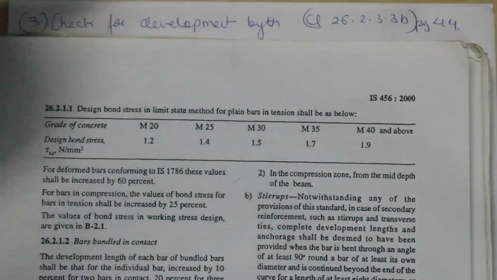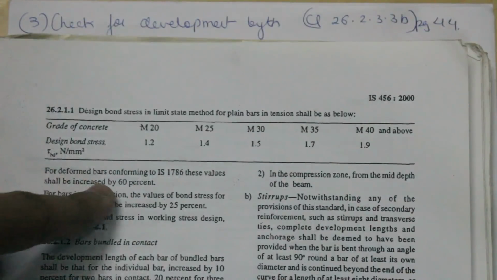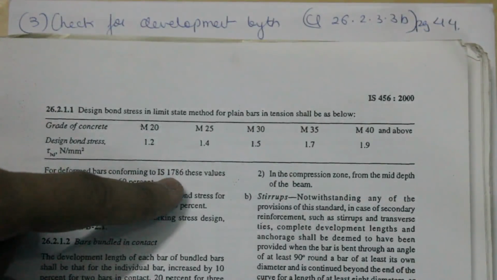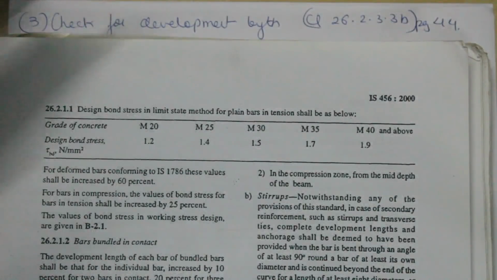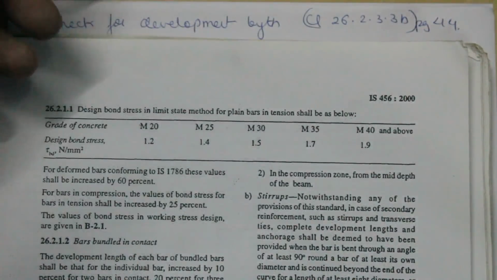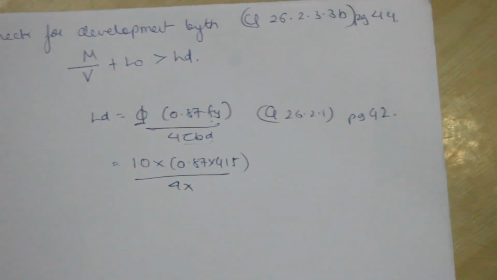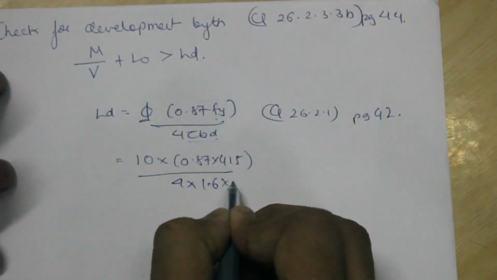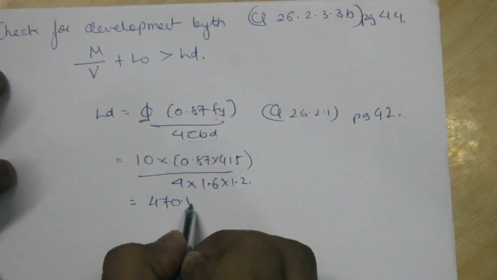But keep in mind, in the line below the table it is given that for deformed bars conforming to IS 1786 these values shall be increased by 60%. What it means to say is, if your grade of steel is greater than 250, that is Fe415 or Fe500, you have to multiply this value by 1.6, that is increase it by 60%. So 4 into 1.6 multiplied by 1.2, so your development length is 470.11 mm.